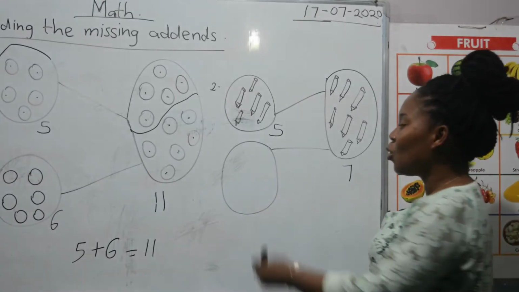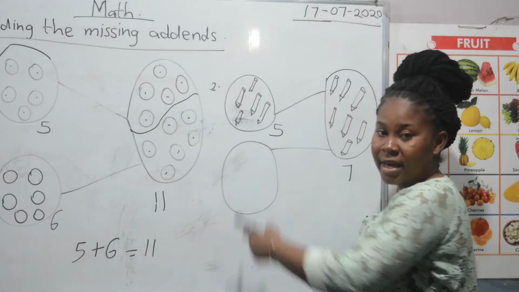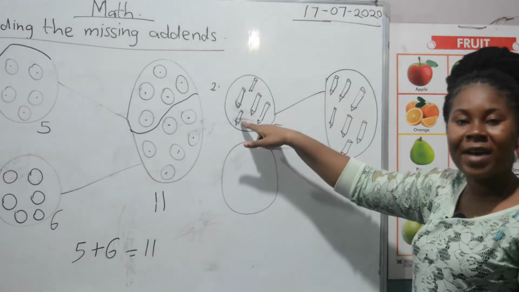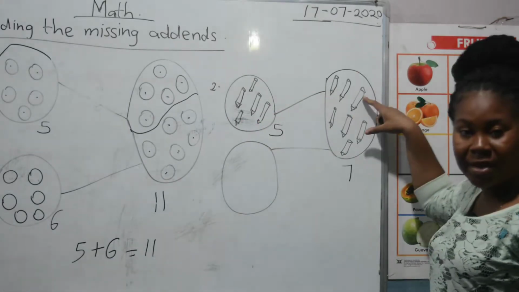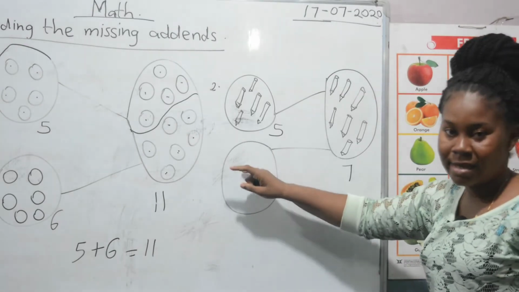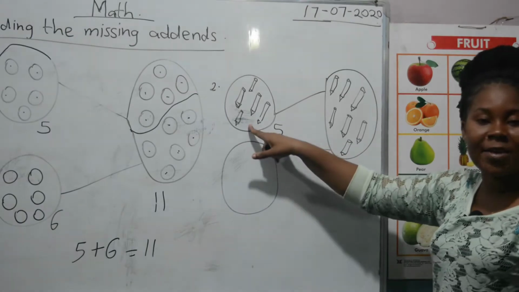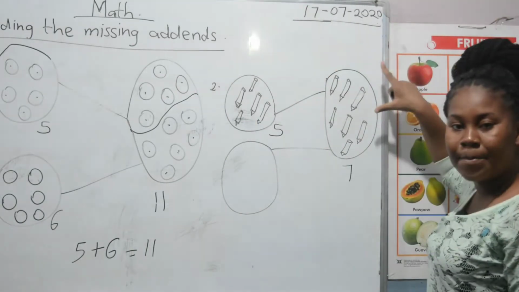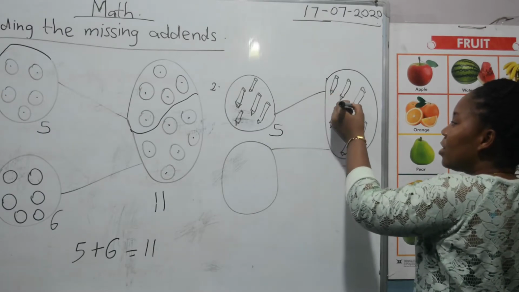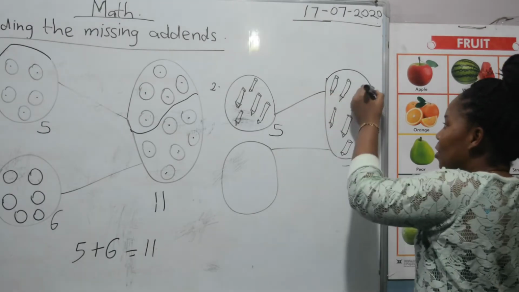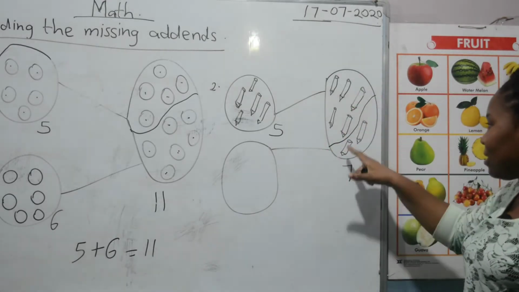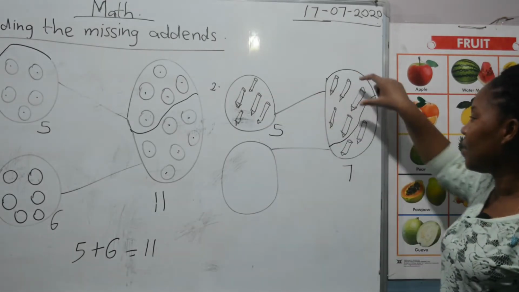Now we don't know the number of pencils here and we want to find it. So what will we do? We will take these 5 pencils from the 7, and the remaining pencils will be for the third circle. So let's take 5 pencils from the bigger circle. Let's count 5. We have 1, 2, 3, 4, and 5. So we take it from here like this. We divide the circle like this. So these are the 5 pencils.